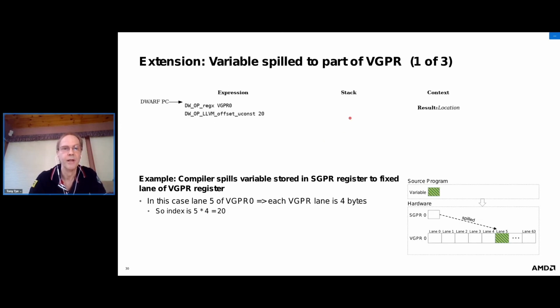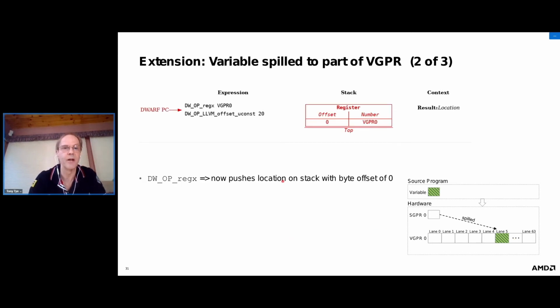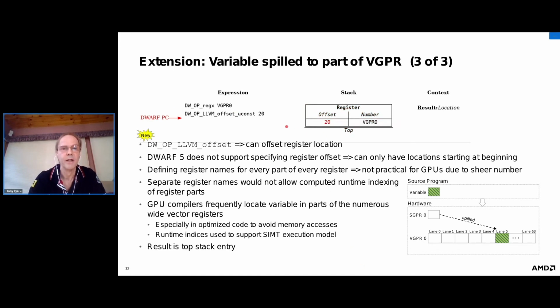So if we take that view and start looking at some of those examples we had, we've got no location area now, we just have the stack. In this example, we've got a variable which maybe was existing in an SGPR, but maybe the compiler spilled it to a particular slot in a vector register. This is something we can't do with current DWARF because we can't talk about a piece of a register. So we're going to get our register, then use our offset operator, and it's just going to update the offset of the register on the stack.